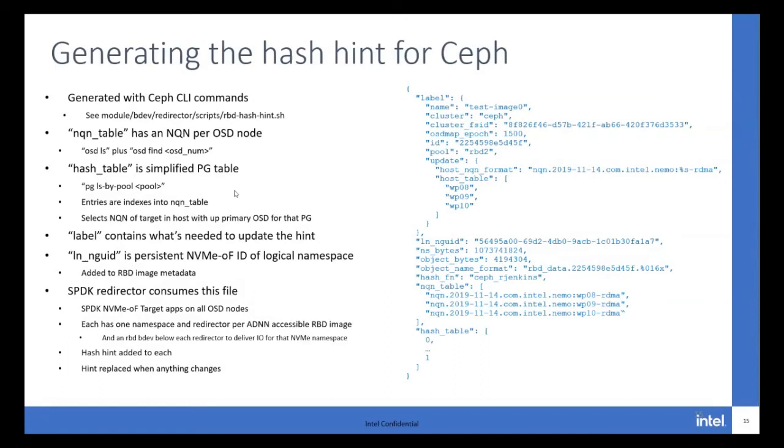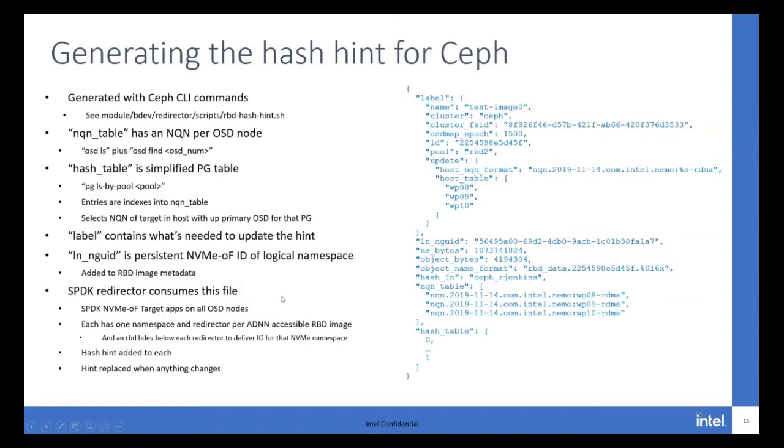So for ADNN, since we're only talking about block, you really can only deliver IO to the up primary anyway. So that's all we tell it. We determine with the Ceph CLI tools which OSD is the up primary for that PG, what host it is in, and then what's the name, the NQN, of the ADNN target in that host. And that's all it needs to know. So this hash table basically contains buckets, which are indexes into the table of NQNs.